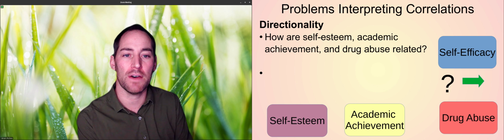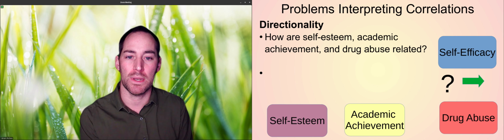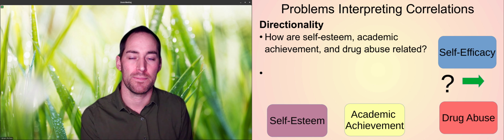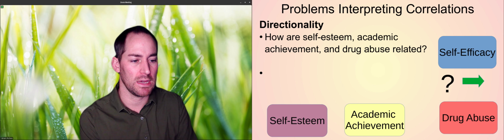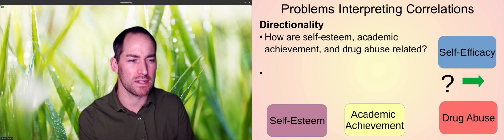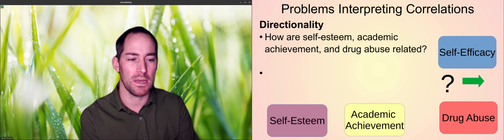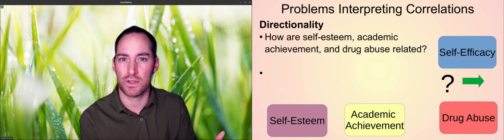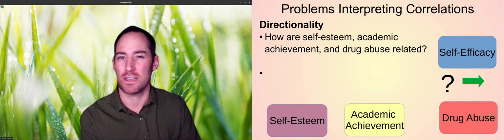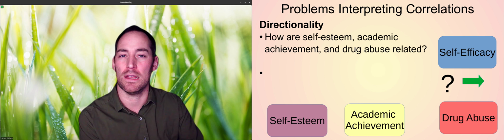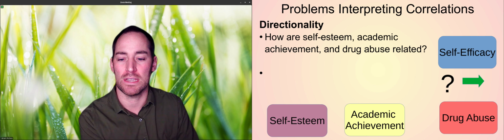So how are self-esteem, academic achievement, and drug abuse related to self-efficacy? So we'll define a few of these. Hopefully academic achievement, and I think my next slides define self-efficacy and self-esteem, but not academic achievement or drug abuse. Hopefully drug abuse is already understood, abusing of drugs, using more than is healthy for you, that kind of thing. Academic achievement is like doing well in school, getting good grades, being attentive in school, those kinds of things.